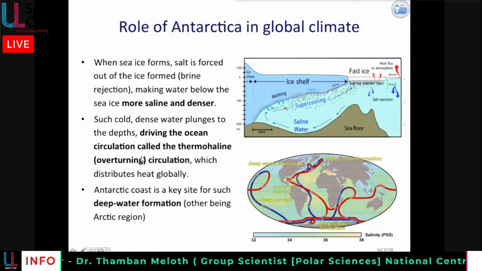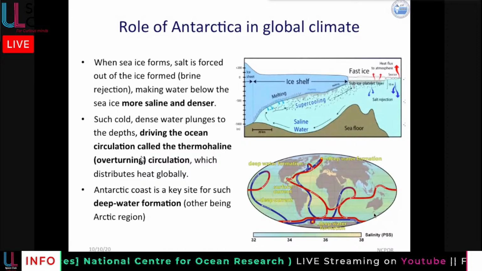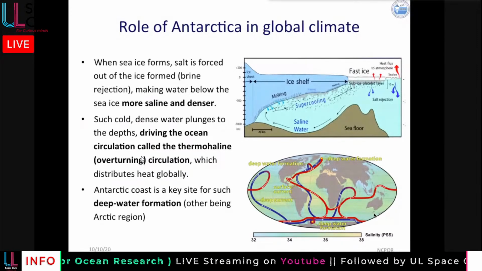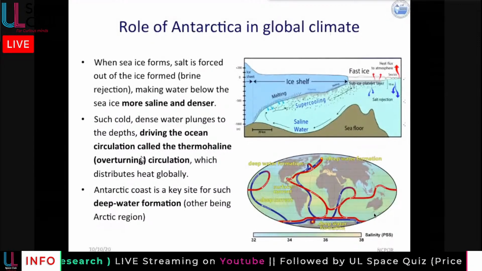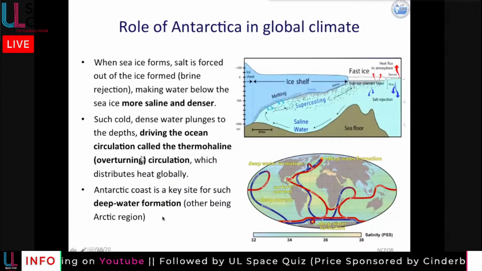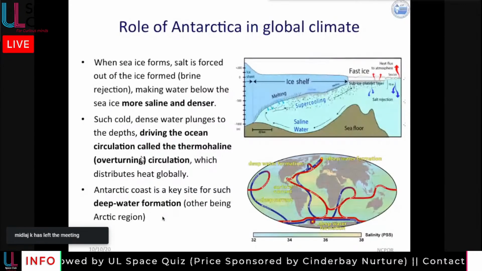sea ice starts forming. The brine ejection takes place. It starts sinking, becomes cold again, and comes down again. It starts moving over other oceans and so on. This is a very large-scale circulation that happens across the globe, and it has huge importance in how our ocean controls the global circulation. And the Antarctic coast is one of the key sites for such deep water formation.